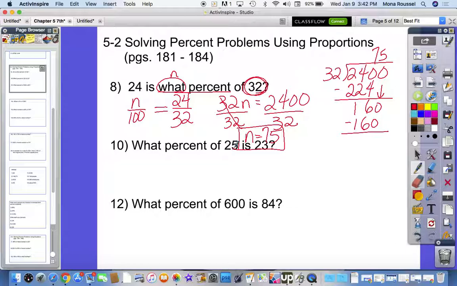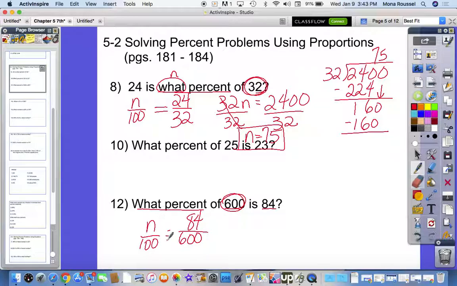To do one like number 12, what percent of 600 is 84? We have to know where to plug everything in once again. The "what percent" is our unknown. Percent is out of 100. What percent of 600? That means 600 is our total, and 84 is the other term of that ratio. So n to 100 equals 84 to 600.